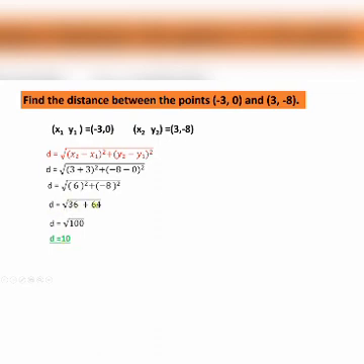So therefore, the distance between the two coordinates (-3, 0) and (3, -8) is 10. This is how, when two coordinates are given, the distance between them can be calculated using the formula d is equal to square root of (x2 minus x1) whole square plus (y2 minus y1) whole square.